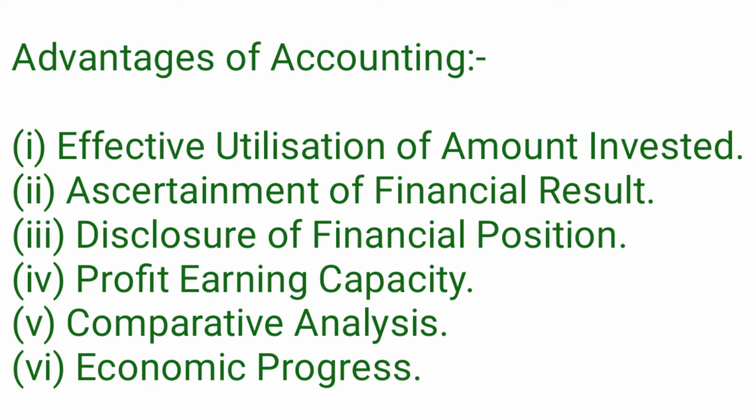The third advantage is disclosure of financial position. It means it is possible to highlight the financial position of an enterprise on a particular date. The fourth advantage is profit earning capacity. It means that the accounting records give a complete picture on how the profit earning capacity of an enterprise is influenced by different financial events and transactions.